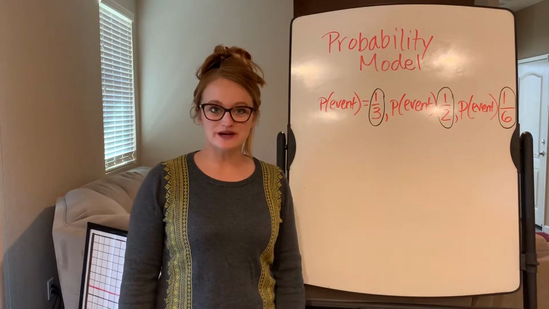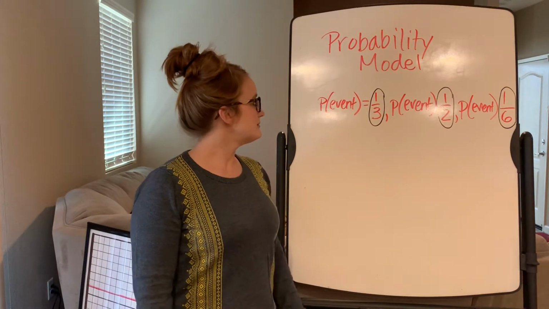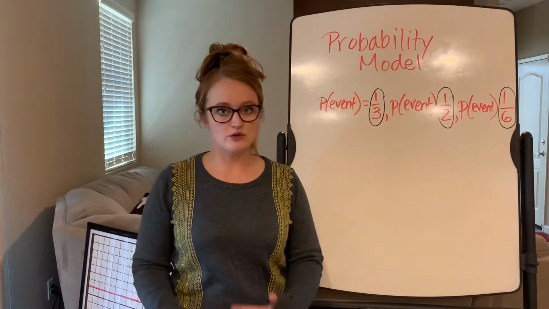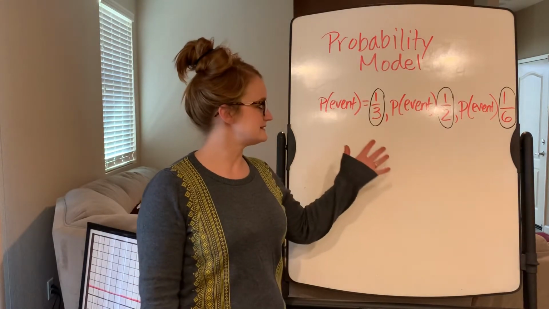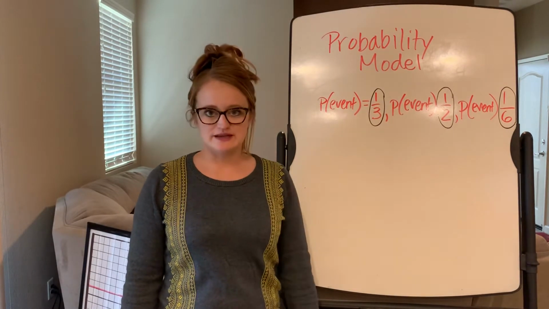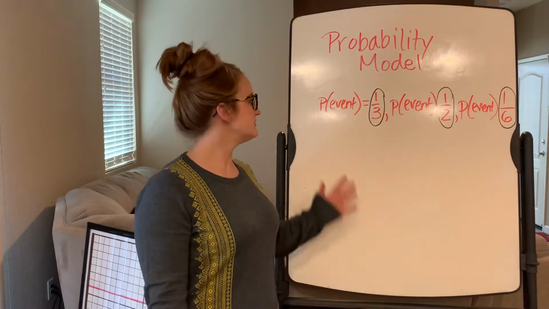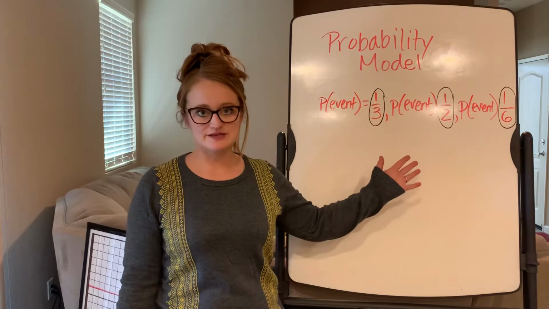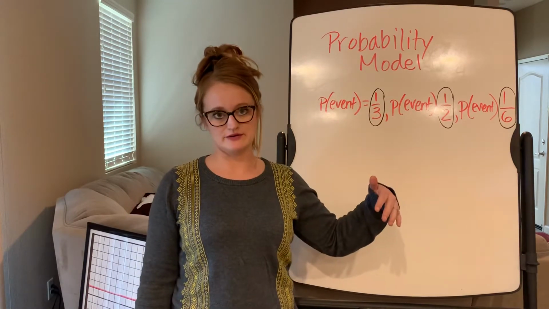So in this video, we're going to talk about a probability model. Remember, in a probability model, the most important thing is that all of the probabilities listed for each event would add up to 1. And they're all going to be in the form of a fraction, because we always write probability as favorable outcomes over total outcomes.